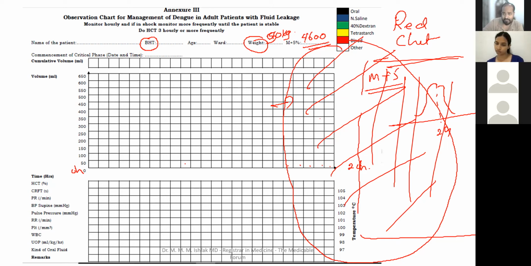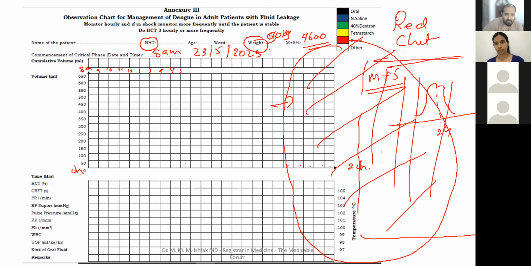Commencement of critical phase means, when do you start? When is the 0th hour? Let's say 8 a.m. of 23rd May 2023, right? So from here, it will be 8 a.m. Then this will become 9, 10, 11, 12, 1, 2, 3, 4, 5, so onwards.